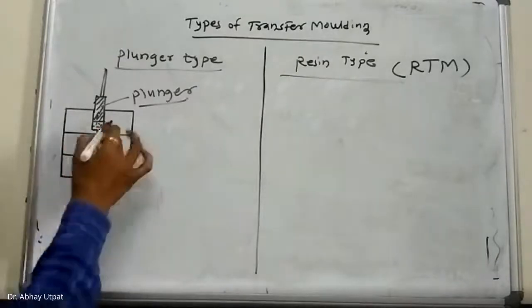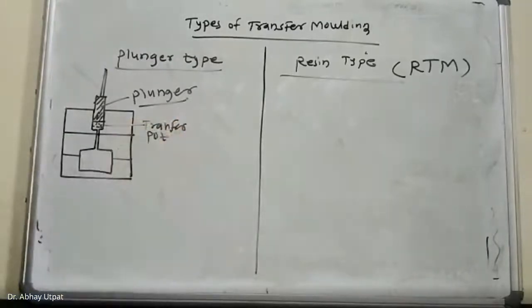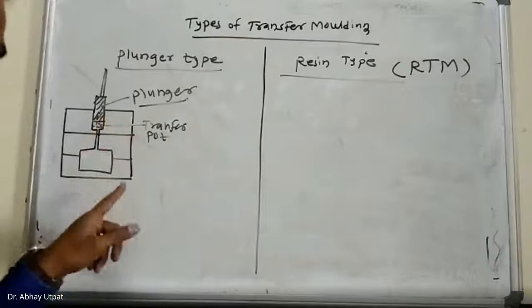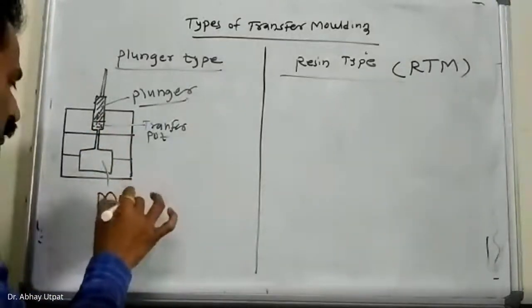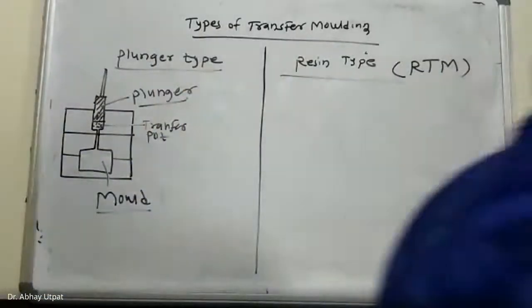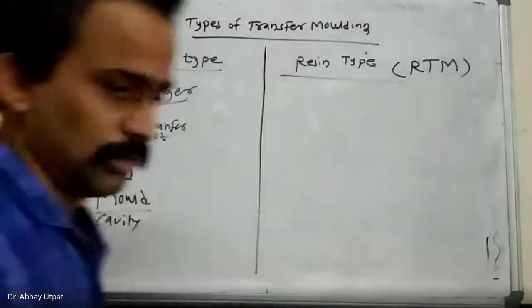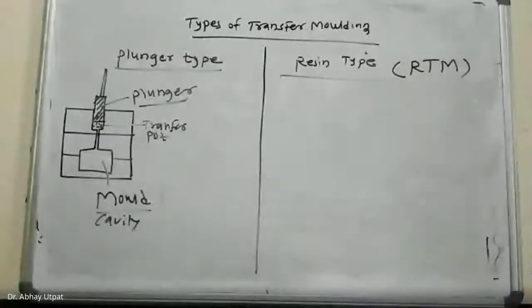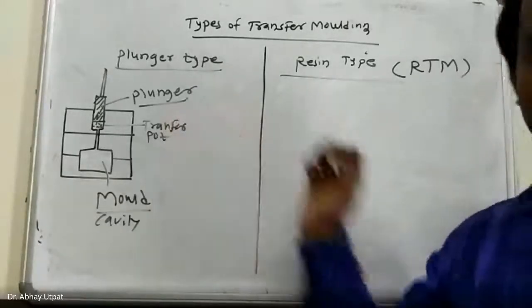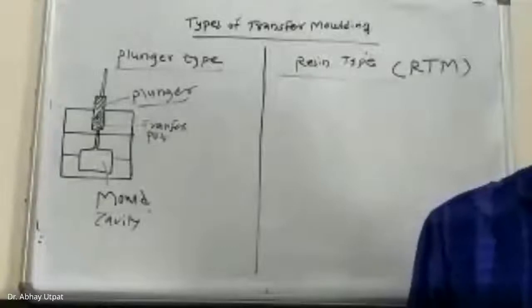See here, this is the transfer pot. With the help of the plunger, you are going to force the material, and this is your mold, the mold cavity. So it consists of forcing the material with the help of a plunger. That's why it is called plunger type transfer molding.